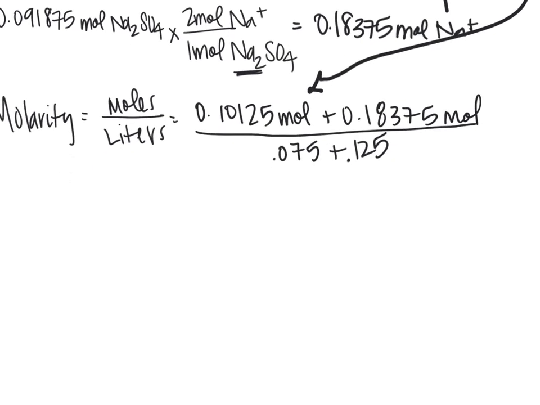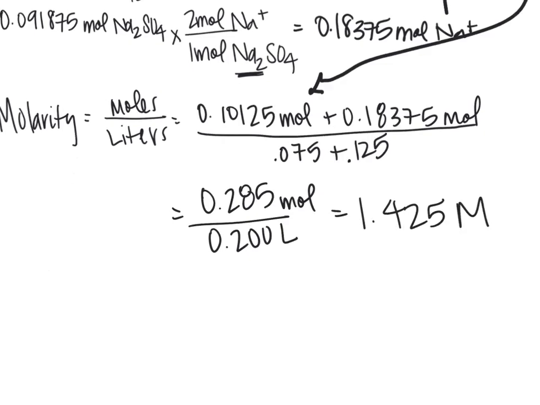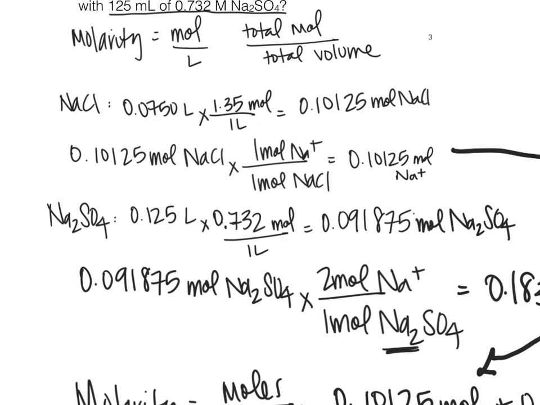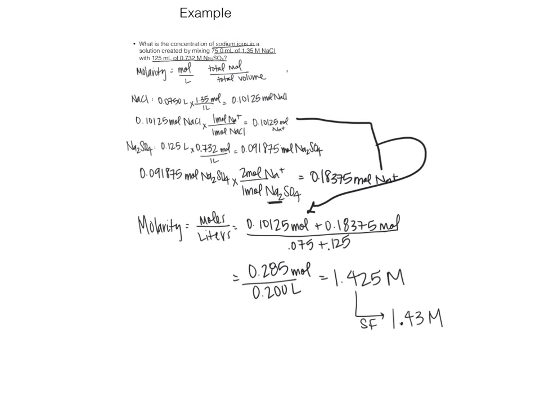And so when we plug this in our calculator, we get 0.285 moles divided by 0.200 liters, which gives us 1.425 molar. We should double check our sig figs up here at the top. So all of our values only have 3 significant figures. So we're going to trim our value to 1.43 molar. So in this example, we just determined the moles of sodium in each of these, added those together, and used the total volume.